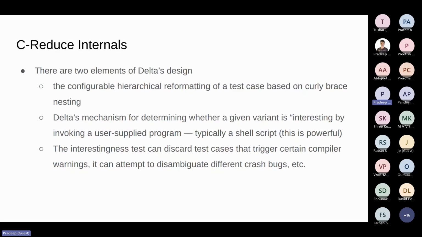Delta's mechanism for determining whether a given variant is interesting is by invoking a user-supplied program, typically a shell script. So this is powerful.